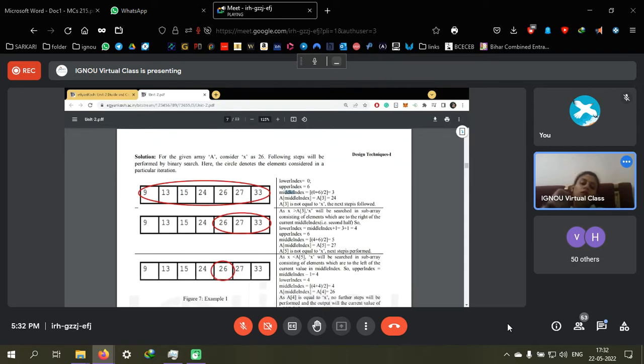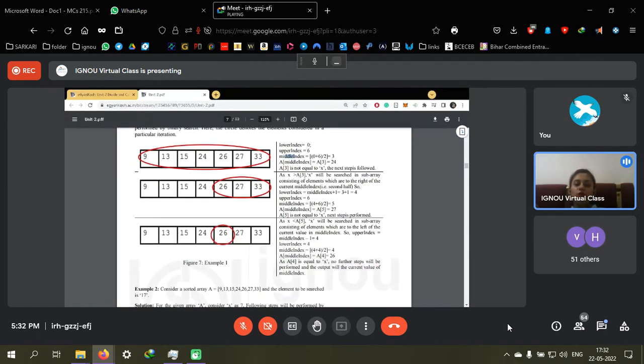Now the middle is 27. Comparing, 26 is less than 27, so we have to go to the left hand side. So here high is mid minus 1. Then again, low is 4 and high is also 4. 4 plus 4 is 8, 8 divided by 2 is 4. The fourth element value is 26, that is equal to the key value. So we found that our element is at the fourth position.